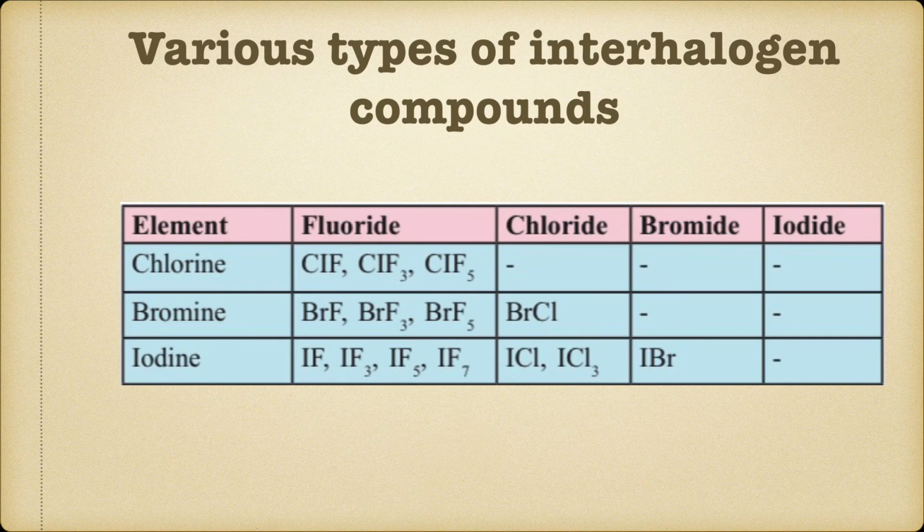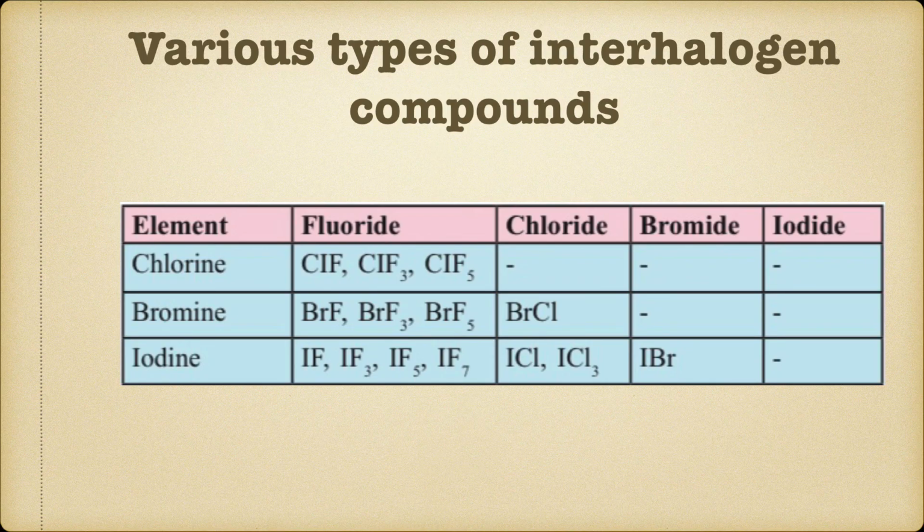Now we will see the examples for chlorides. As you know, fluorine is more electronegative than chlorine, so there won't be chlorides of fluorine as such. It will start from bromine and iodine. First, chlorides of bromine: the example is BrCl. For chlorides of iodine, it is ICl and ICl3. Hopefully you know the names now.